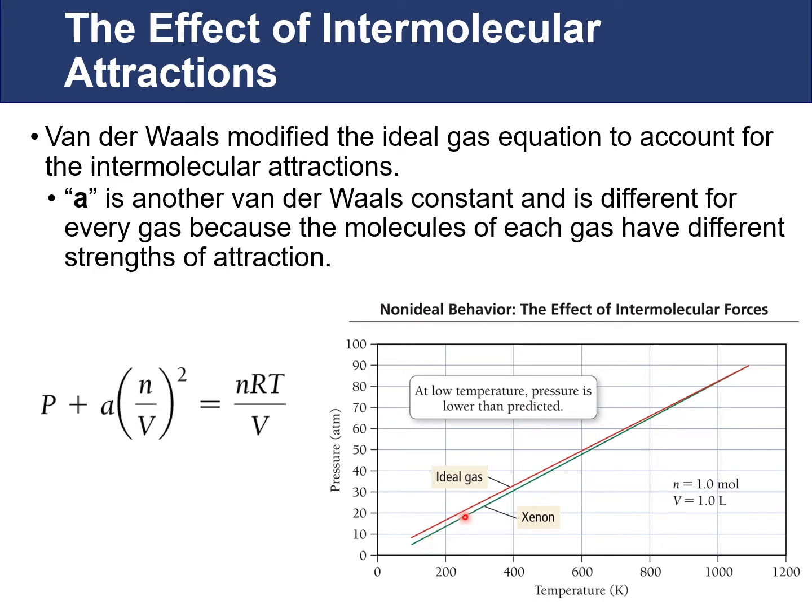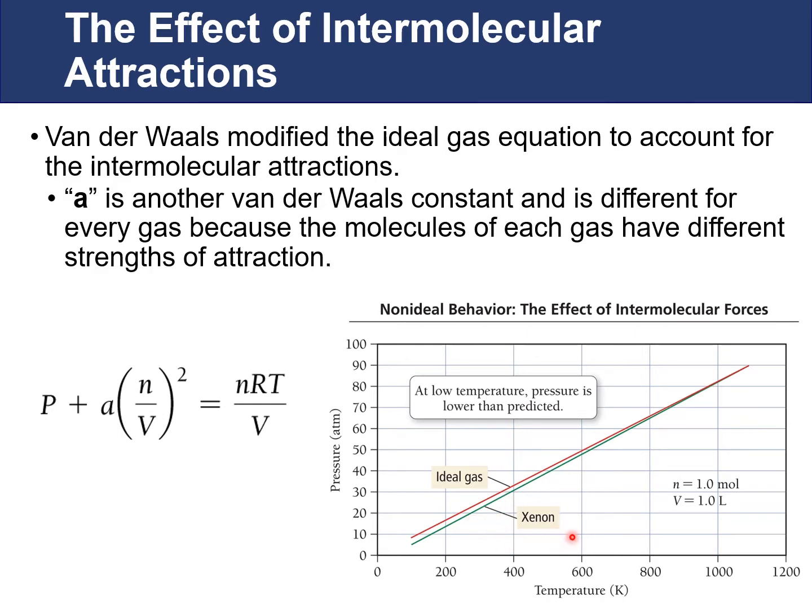So if there's an attractive force, because they're moving slower, they're going to feel the attractive force more, and so the effect of the attractive force pulling the molecules into the center of your container will be greater at low temperature than it will be at high temperature. So essentially you will see more of an effect of intermolecular forces.